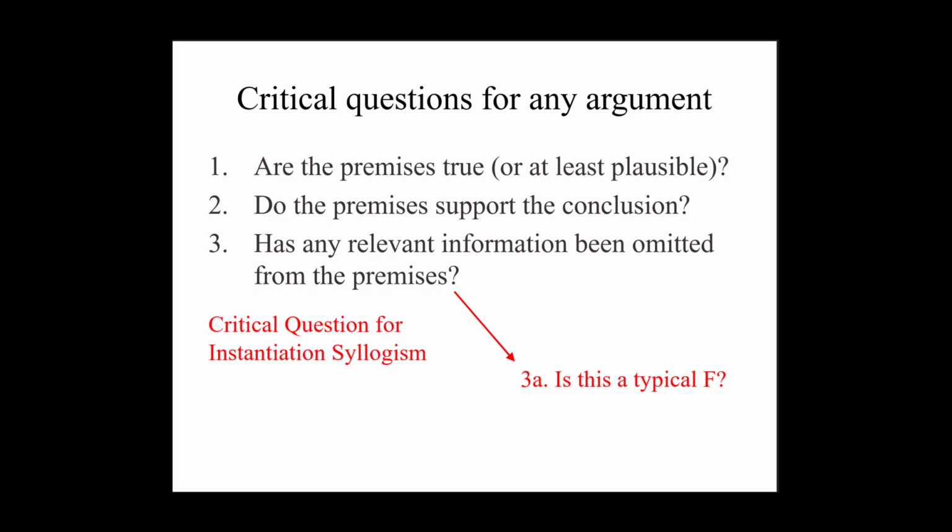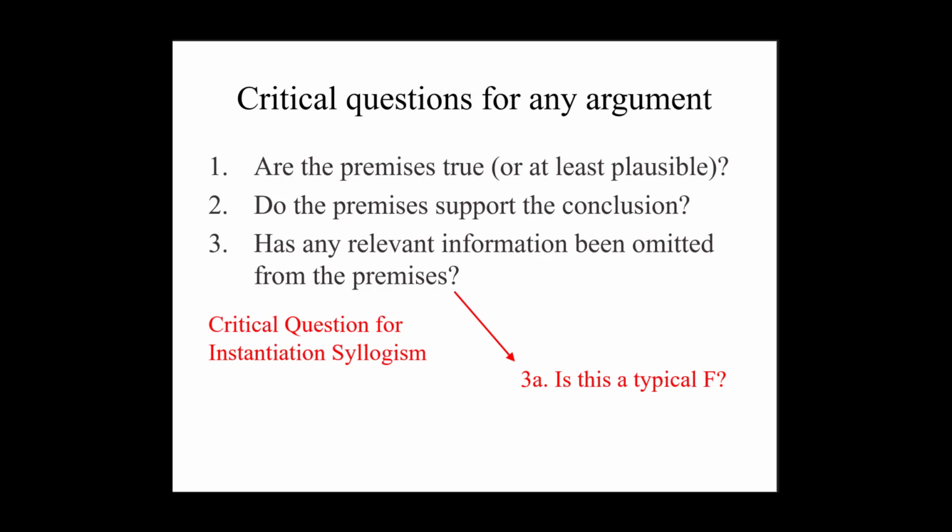When we are talking about the instantiation syllogism, it's the third general critical question that we want to have a specific form of. And that is, is the thing we're looking at a typical F for whatever property F we're looking at? So this amounts to saying, has there been some important property of this individual that's been left out?